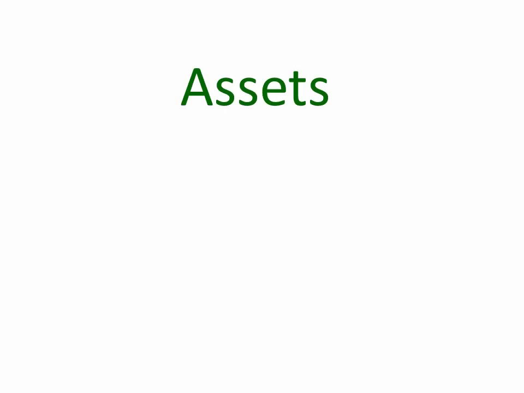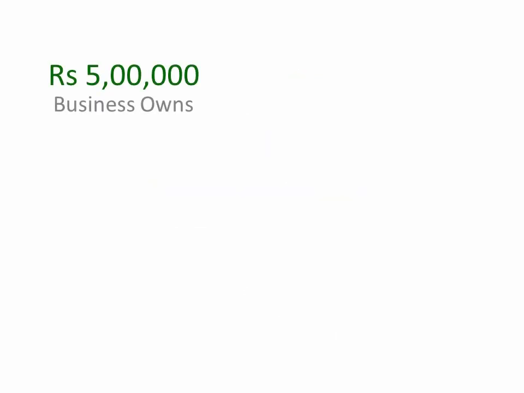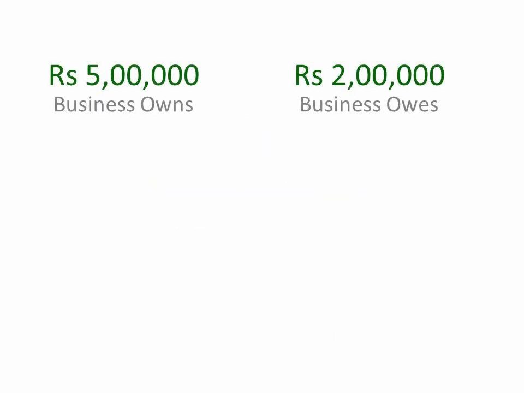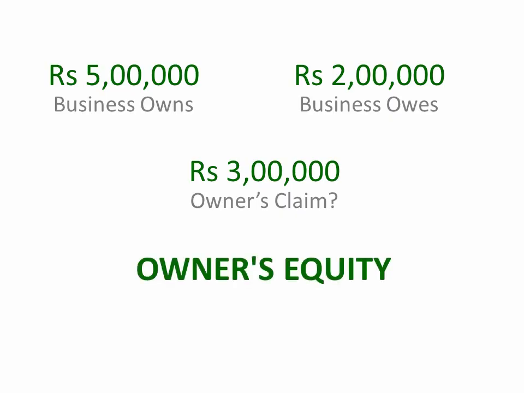In our last lesson, we learned two very important words in accounting: assets and liabilities. But there was one piece of the puzzle we deliberately left out. And without that piece, the accounting equation isn't complete. So here is a question. If a business owns 5 lakh worth of assets and owes 2 lakh to others, who owns the remaining 3 lakh? Think about it. The answer is the owner, and that remaining amount is called owner's equity.